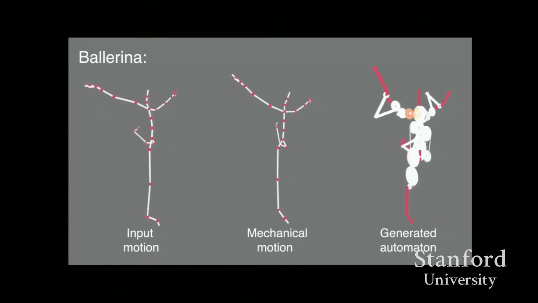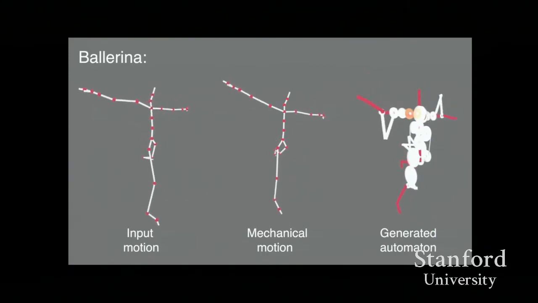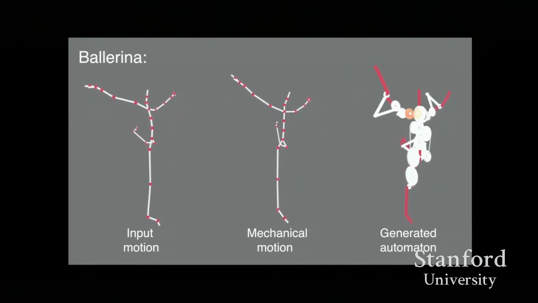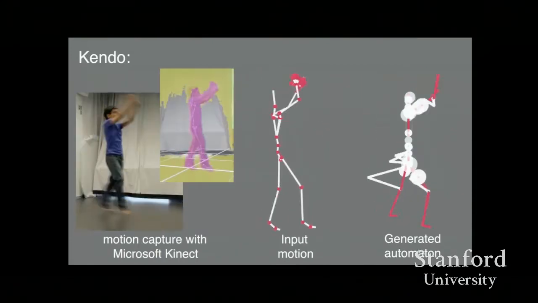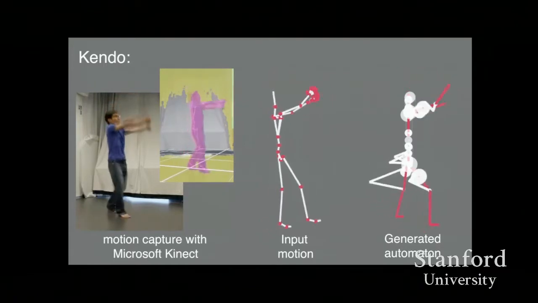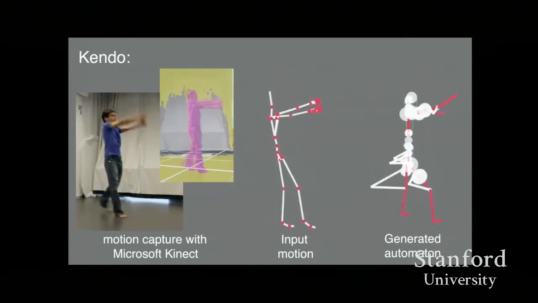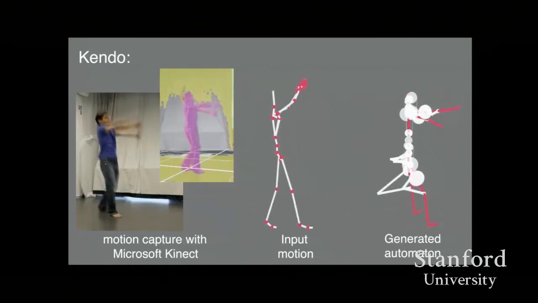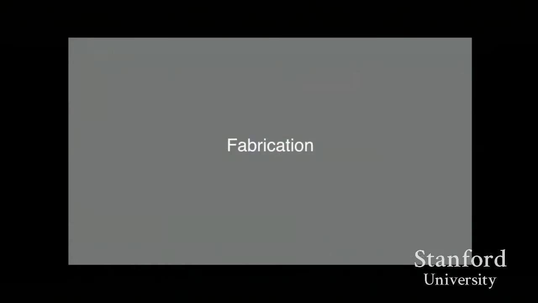So these are a bunch of different motions that we grabbed from a motion capture data set. And in a minute, you'll see a couple of the fabricated results. Oh yeah, we can also use a Kinect to demonstrate the desired input motion, and then produce a design that reproduces that motion more or less.